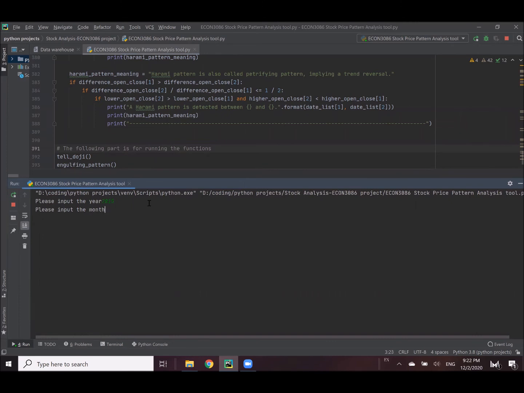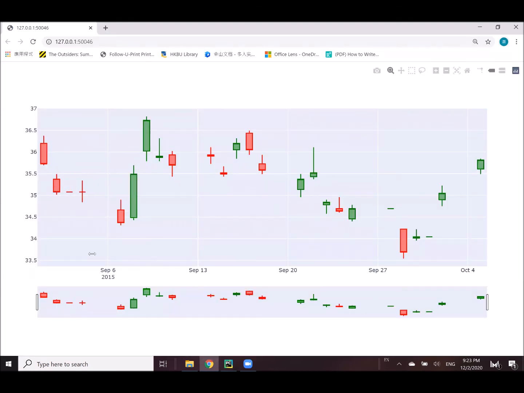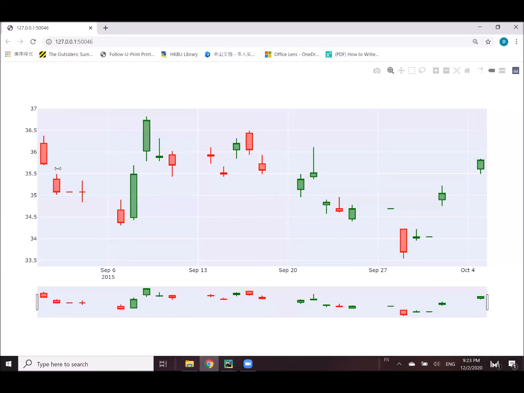The date, that is September the 1st. We'll get the data. Yeah, we got it. And this is a window, this doji. Let's see, can the program tell us the same thing? Yeah, it detected the doji on the 4th of September and detected a window on the first 2 days. As you can see, this is a window on the first 2 days and a doji on the 3rd day.